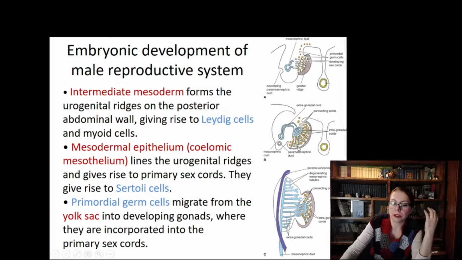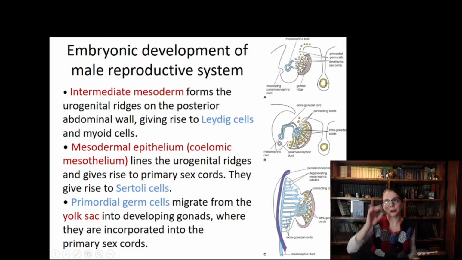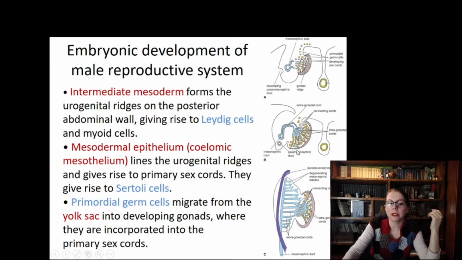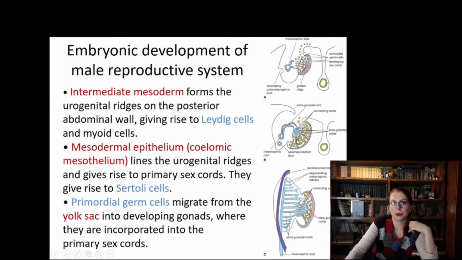Then, gonadal ridges themselves contain mesenchymal cells giving rise to Leydig cells and myoid cells surrounding the seminiferous tubules. And primordial germ cells migrate from the yolk sac of the embryo. So, 3 different sources of development. Gonadal ridges with mesenchymal tissue give rise to interstitial cells. Then the mesothelium covering the ridges invaginates and forms the system of intratesticular seminiferous tubules, and Sertoli cells arise out of there. And primordial germ cells populate gonads by migrating from the external source, from the yolk sac.